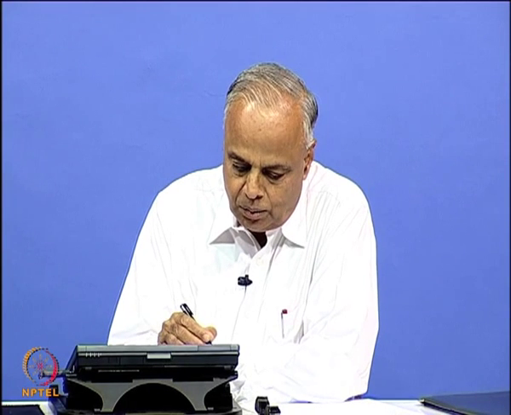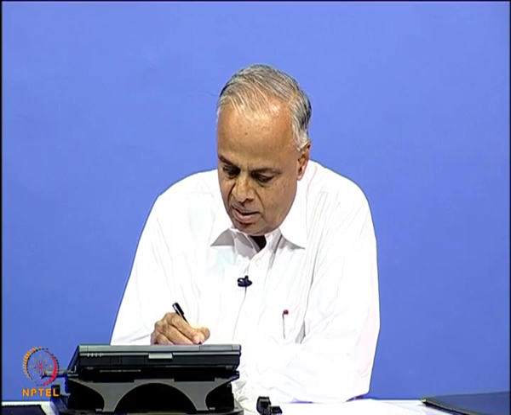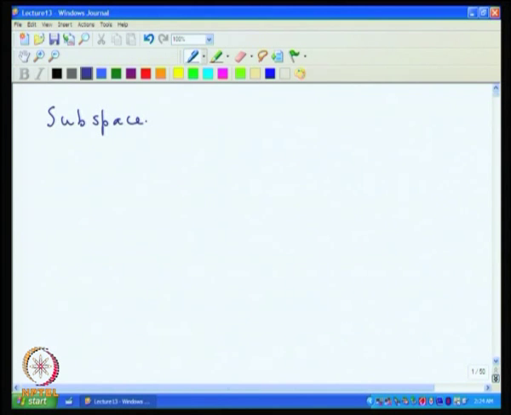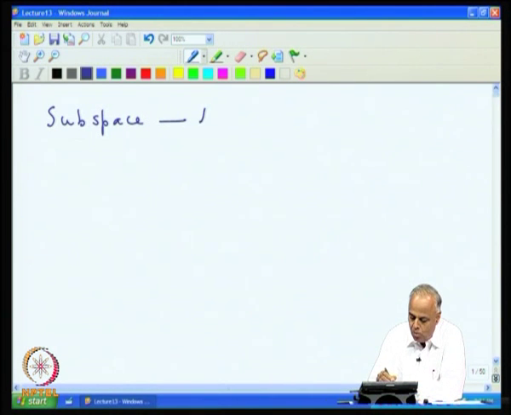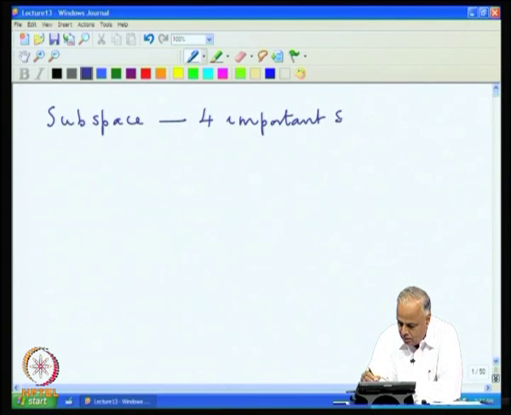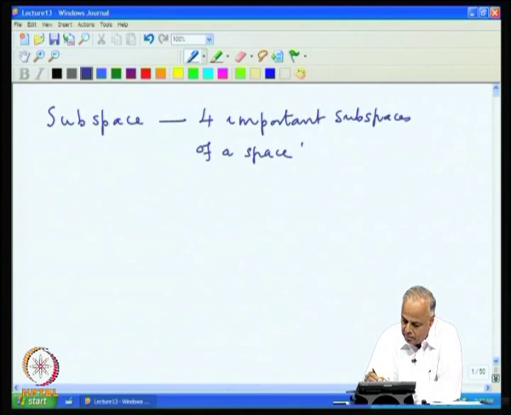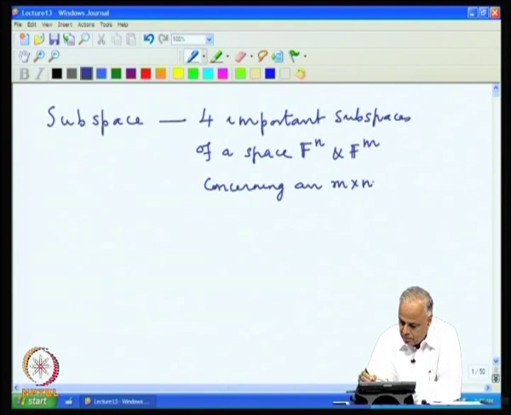We have seen the notion of a subspace of a vector space, and then we looked at some 4 important subspaces of a space V, F^n and F^m, concerning an m by n matrix. So, what were these 4 subspaces?